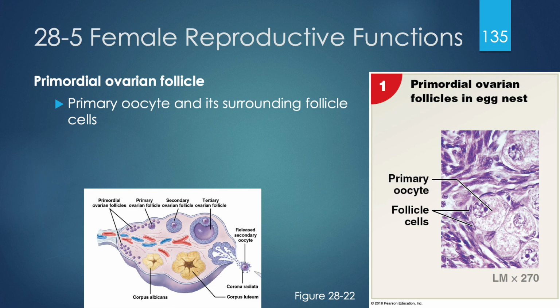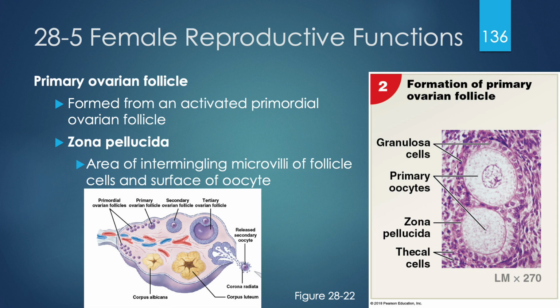We begin the process of oogenesis with primordial follicles that are in egg nests. These are located in the outer aspect of the ovarian cortex near the tunica albuginea in those little egg nest clusters. There's a single layer of follicle cells that surrounds each of the primary oocytes within the egg nest.